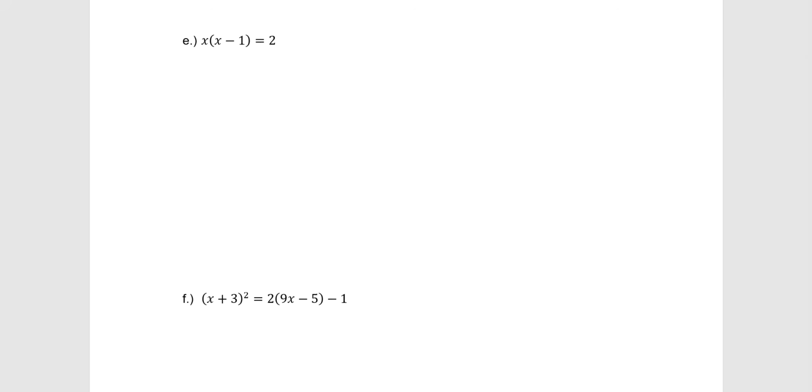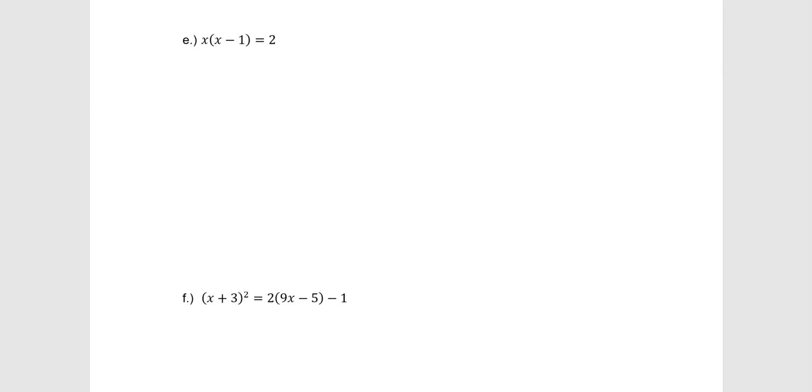Let's do a couple more here. So we have x times x minus 1 equals 2. So a common mistake for this one is seeing that it's factored over here and then setting each one of those factors equal to this 2. But you cannot do that. You can only do that with the 0 product property, meaning that number on the right has to be 0 to do that. So you can't do that here.